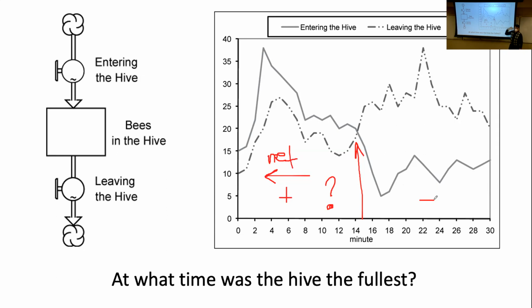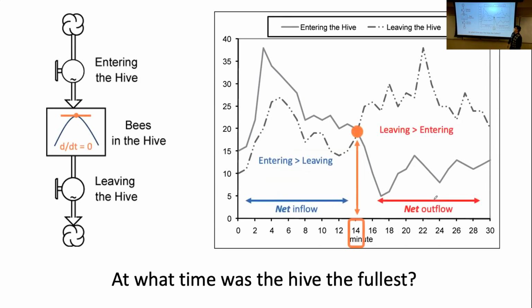Or if you go back and think about your derivatives, or calculus, if you were trying to maximize a function, you might take its derivative and then see where it is equal to 0. Well, when these two lines cross, that's when the derivative of the bees in the hive is equal to 0, because that's when the inflow is equal to the outflow. So all of those things together tell me that the peak residency is right there at 15.